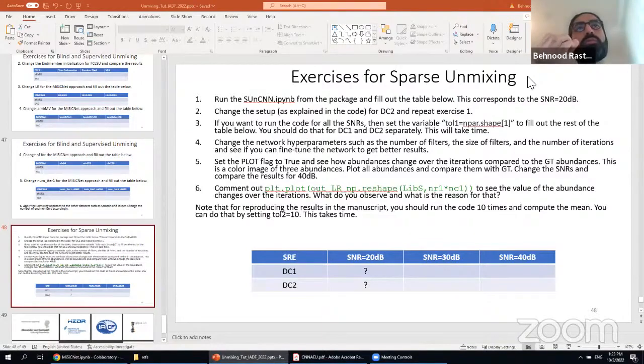And then, what you can do, if you set the plot flag to true, you can see how abundance is changing over time, but it takes a little bit more time to plot abundances in each iteration. There you can see how it's changing with respect to the ground truth. What you're plotting there is just a color image of the three abundances. And you can plot all the abundances compared with the ground truth if you want. These are experiments for those who are more experienced with programming.